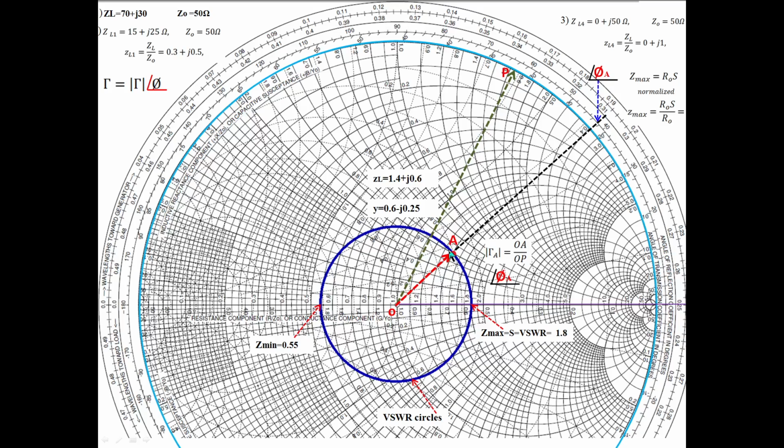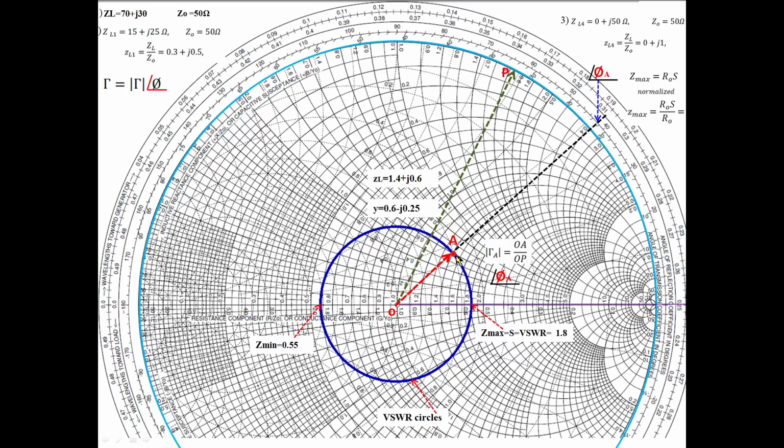We will get this value 1.4 plus j0.6, because 70 divided by 50 and 30 divided by 50. You mark it as the normalized load on the Smith chart. This is the marking. In the previous class also we took this as an example, to draw the VSWR circle. So now, if you mark this, this is the load here.